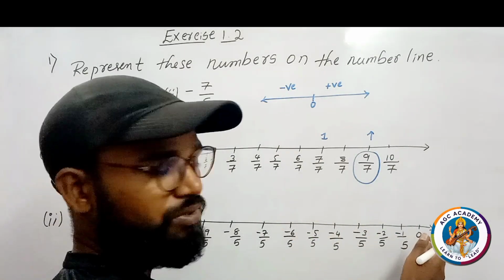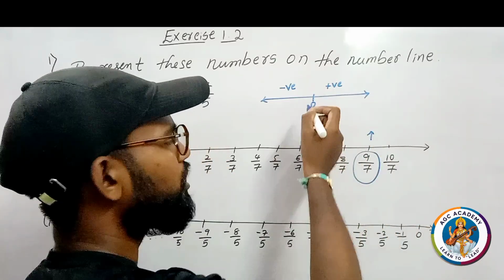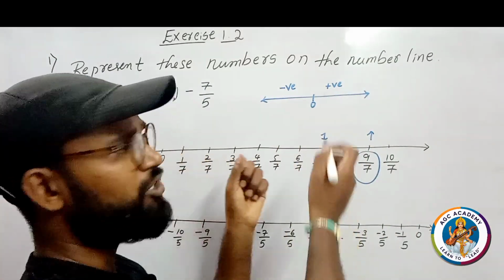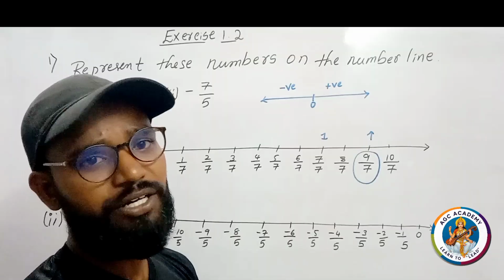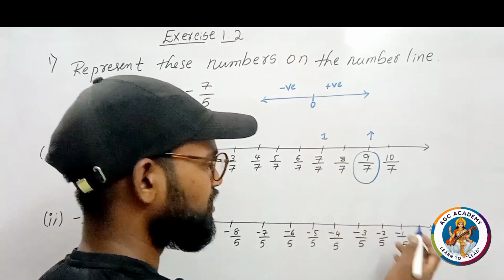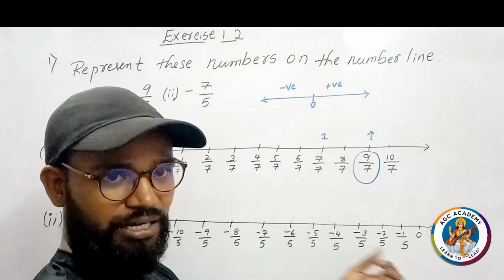This is my 0. So if from the 0 I move towards the left hand side, a negative number is generated. Yes or no? Yes. So from 0 I am moving leftward.